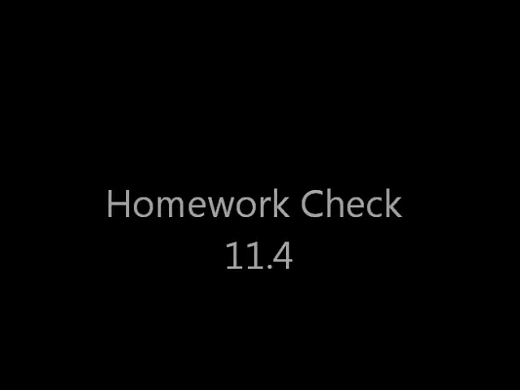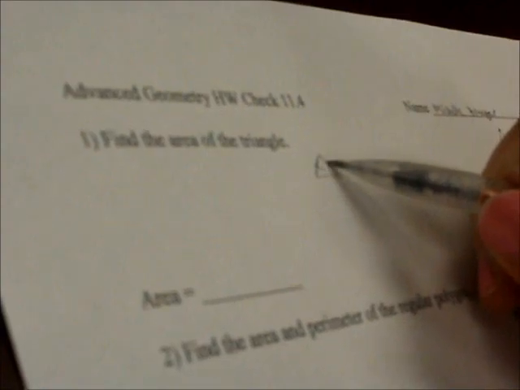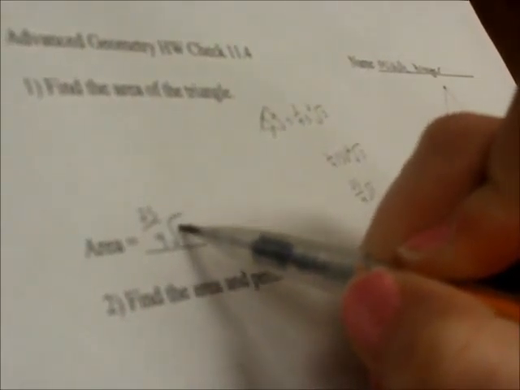Homework check 11.4. The first question, we have to find the area of the triangle. So for an equilateral triangle, the area equals 1/4 of s squared times the square root of 3. We can just plug in the numbers: 1/4 times 5 squared times the square root of 3. So 25 over 4 square root of 3 is the area for 1.